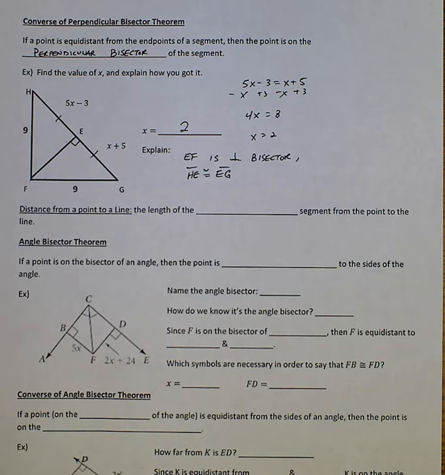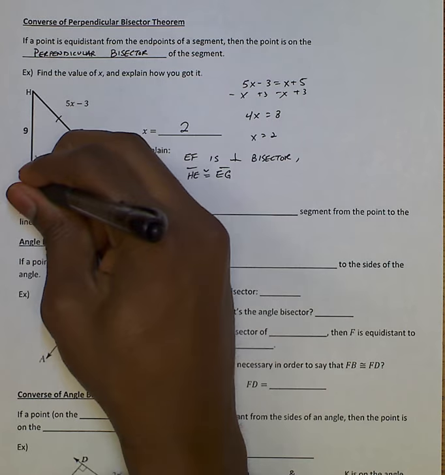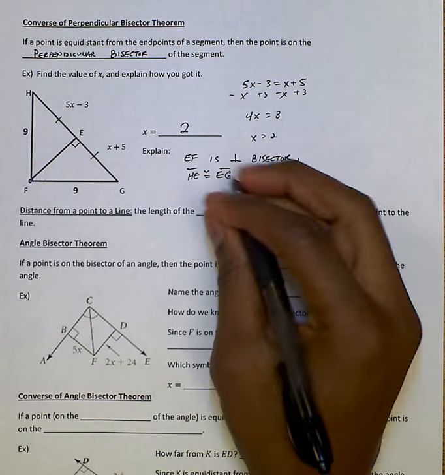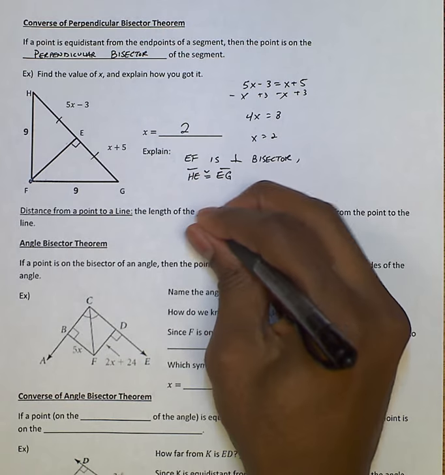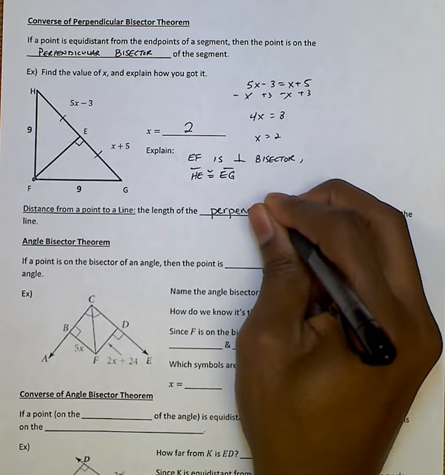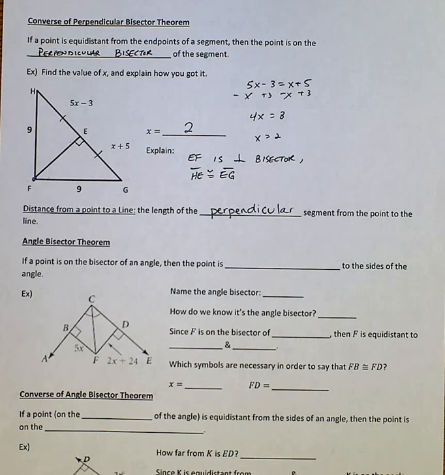All right, so distance from a point to a line. When we talk about distance from a point to a line, like point F to a line, we always talk about the length of the perpendicular. So when we talk about distance, we talk about the length of a perpendicular segment. For us, it just means the straight line. If I say, how far away is F from E, I want to talk about the straight line.